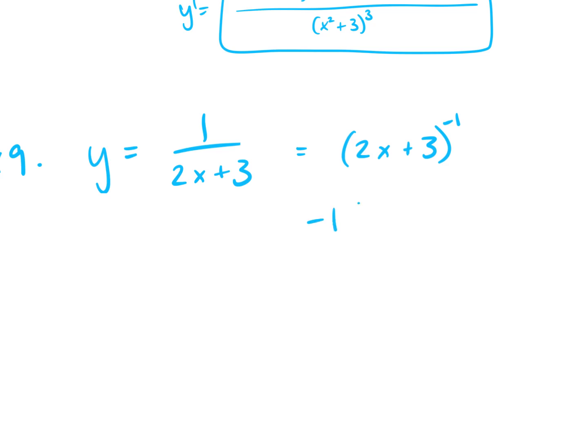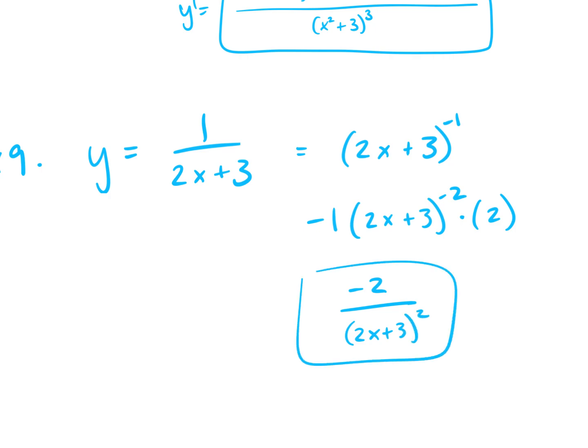So this would be negative 1. The inside stays the same, so 2x plus 3 to the power of negative 2. What's the derivative of the inside? 2. So then here we would simplify it as negative 2 over 2x plus 3 squared. So that would be our derivative.